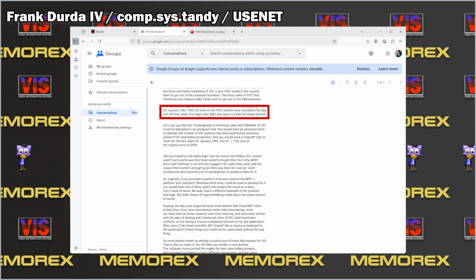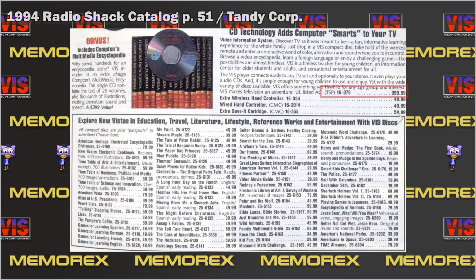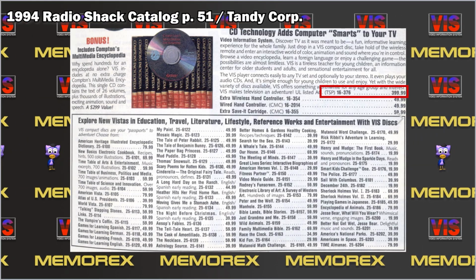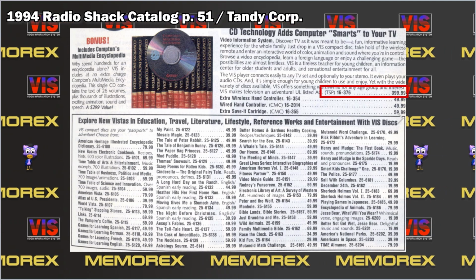Now, in looking at Frank Durda's Usenet posts, that led to half-empty units being pushed into the waste bin. And while this platform originally retailed for $699.95 in the original sales flyers, by the time it actually showed up in a catalog, the 1994 catalog, it was all the way down to $399.95. And it didn't appear at all in the 1995 catalog.